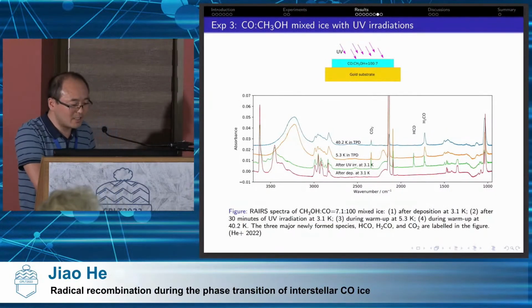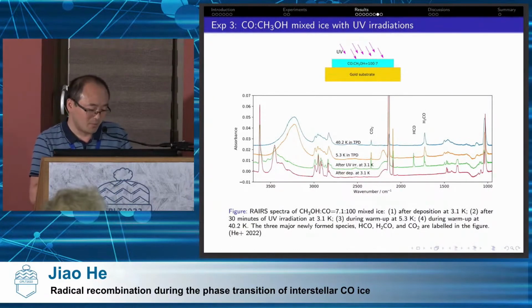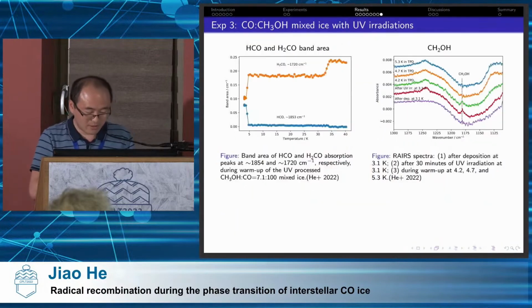So as you can see, in the methanol feature, there is a very sudden change, a very dramatic change, I would say, between 3 and 5 Kelvin. So that indicates a phase transition of CO between 3 and 5 Kelvin. And there are also other changes.